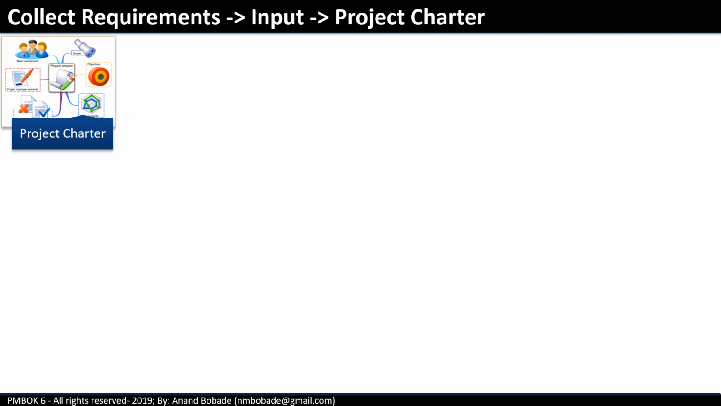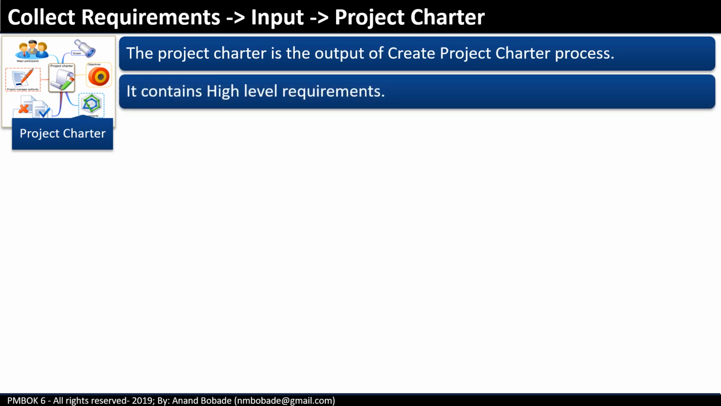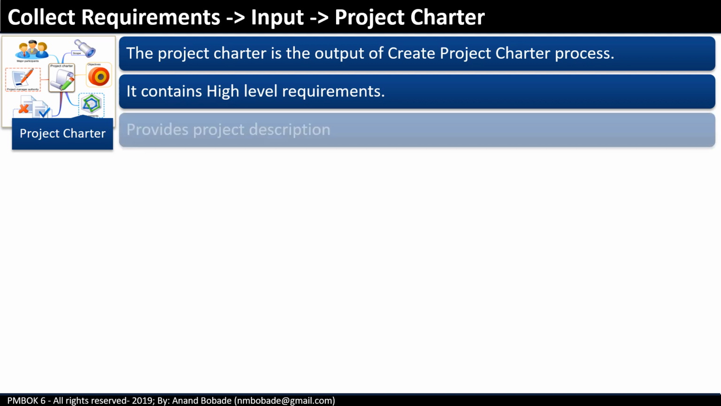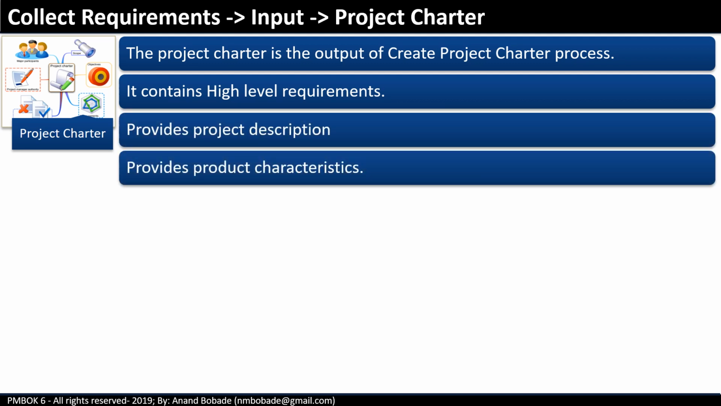Project charter. The project charter is the output of the create project charter process. Project charter is essentially the seed of the project because it contains high-level information on the project. This is probably the first place to look for project requirements. It contains project objectives. Sometimes it may also contain product characteristics.